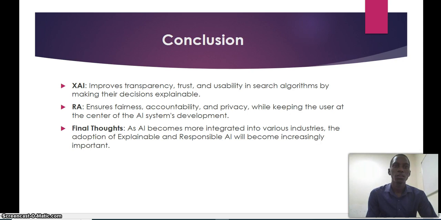So, explainable AI improves transparency, trust, and usability in such algorithms by making their decisions explainable. And on the other hand, responsible AI ensures fairness, accountability, and privacy. So my final thoughts: as AI becomes more integrated into various industries, the adoption of explainable and responsible AI will become increasingly important.